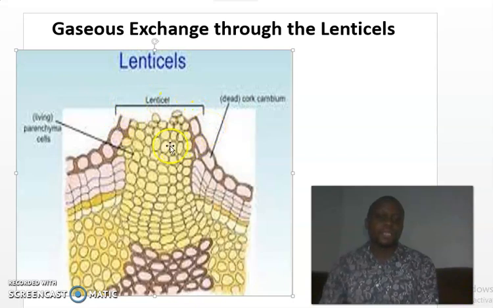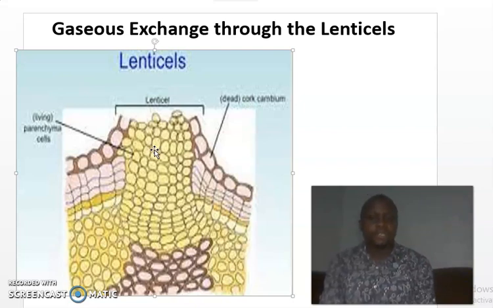Okay, so gaseous exchange occurs in the loosely packed cells just underneath the lenticel. These living parenchyma cells, which are loosely packed, are usually moist to dissolve respiratory gases. They also have thin walls to reduce the distance traveled by respiratory gases in order to facilitate gaseous exchange. Now, how does gaseous exchange occur in these cells?